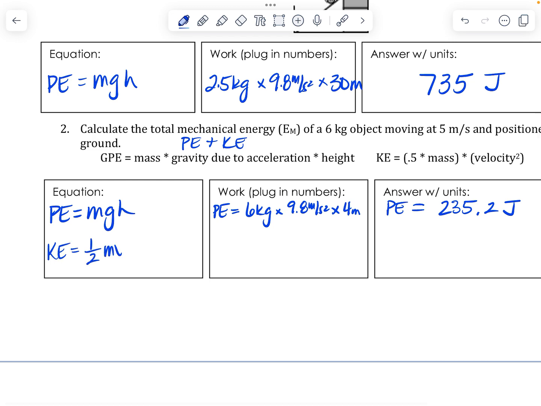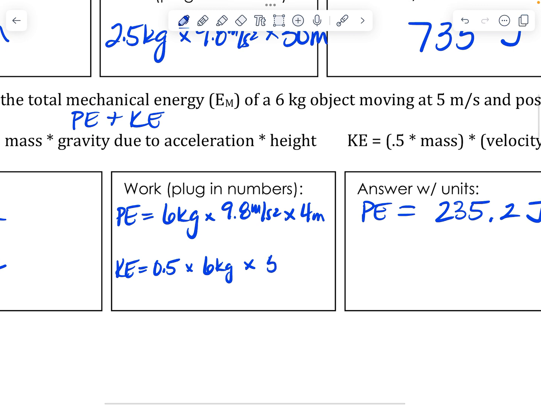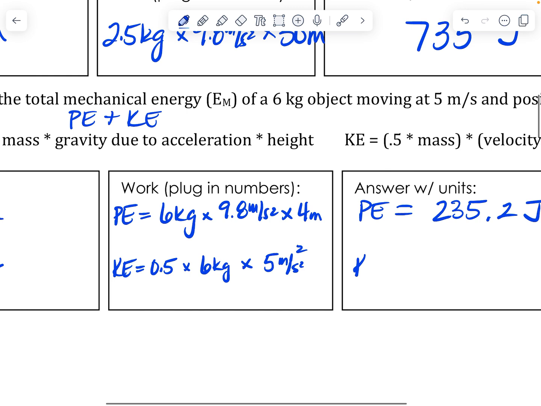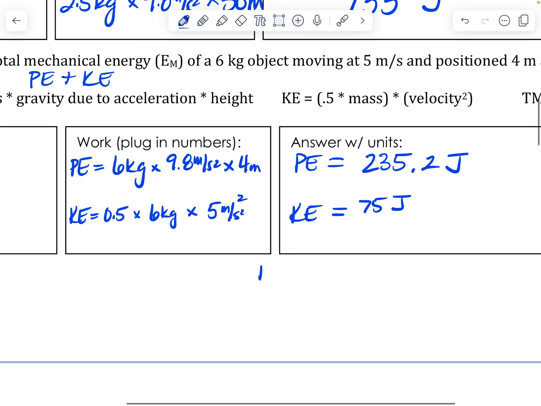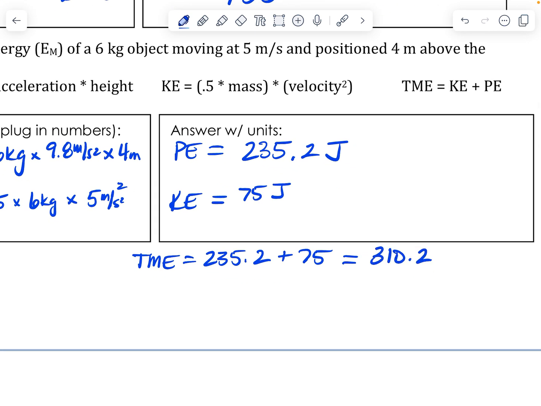Kinetic energy, 1/2 mv squared. So kinetic energy, we've got 0.5 times our mass, which we already said is 6 kilograms, times velocity squared, which is 5 meters per second squared. So 25 times half of 6, which is 3. So our kinetic energy is 75 joules. Now, to get our total mechanical energy, we have to add those together. So 235.2 plus 75 gives you 310.2 joules.